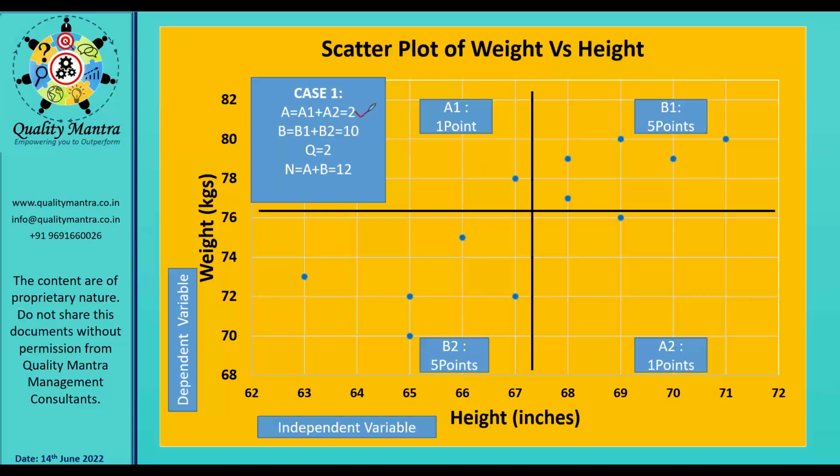It is 2. And B is 10, that is 5 plus 5. So Q will be the lesser of these, that is 2. And what is N? The summation of all points, A plus B, that is 12.